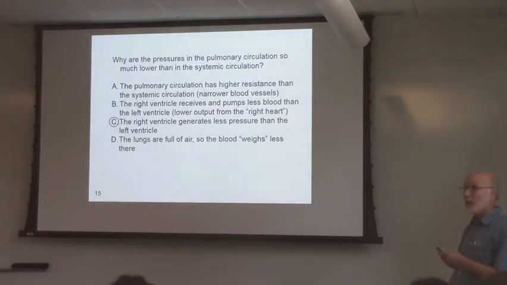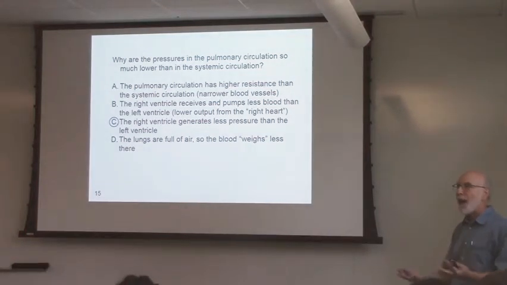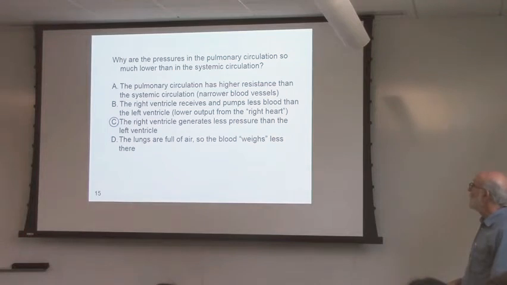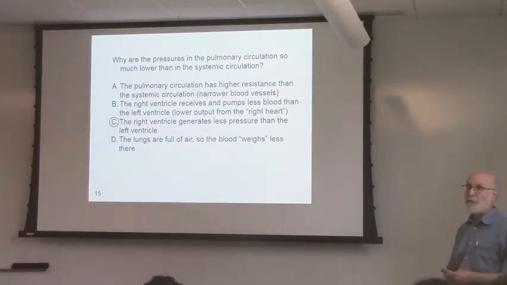Best answer is C. The right ventricle has less meat, has less mass, it generates less force than the left ventricle. Some of you might have chosen B, and that's just not true because the right ventricle is pumping out the same volume as the left ventricle. Otherwise, the blood is pooling somewhere, and it's not.